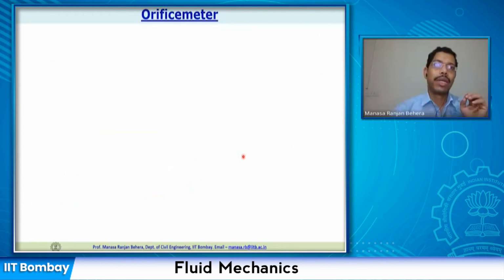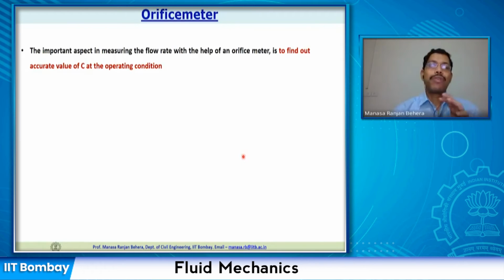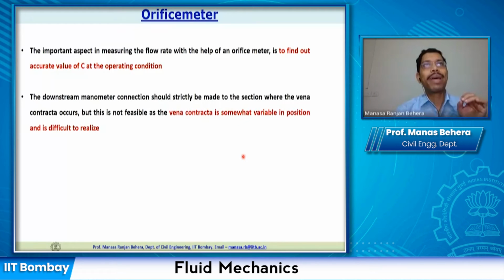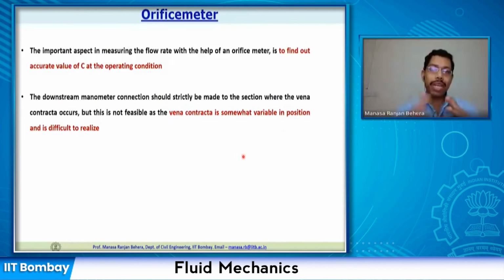Now the orifice meter has some constraints. The important aspect in measuring the flow rate with an orifice meter is to find the accurate value of C at the operating condition. The downstream manometer connection should strictly be made at the section where the vena contracta occurs, but this is not feasible as the vena contracta is variable in position. If you change the discharge or flow rate, the position of the vena contracta varies, and the pressure tapping you have used may not be accurately positioned. So it's difficult to realize.